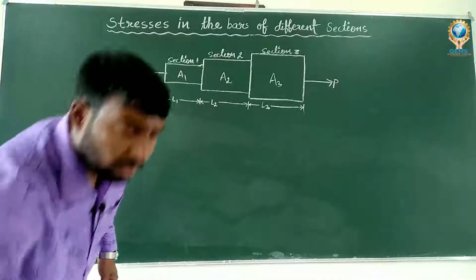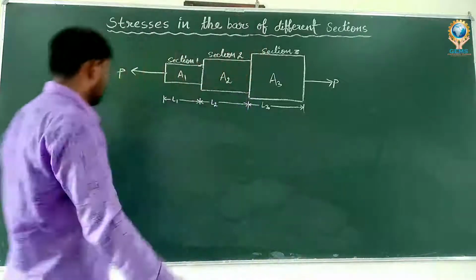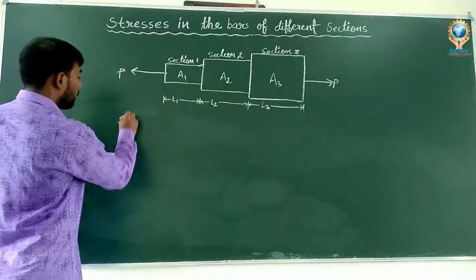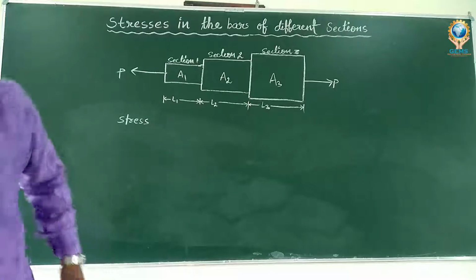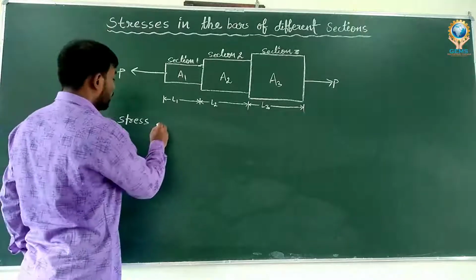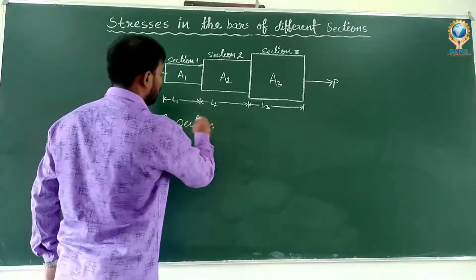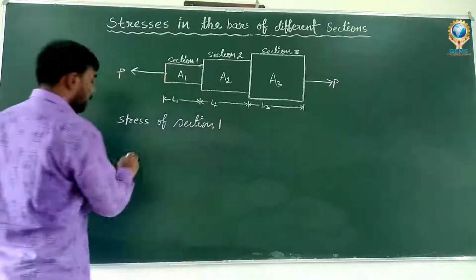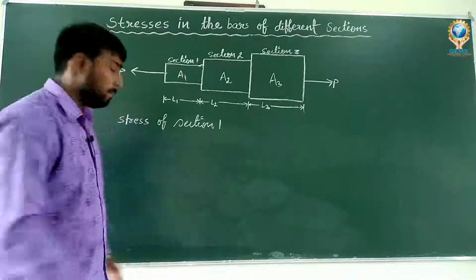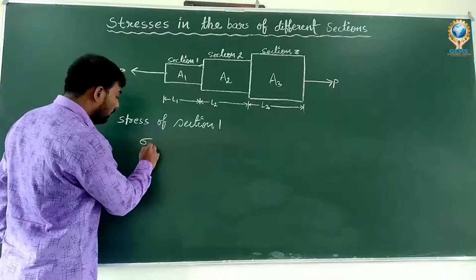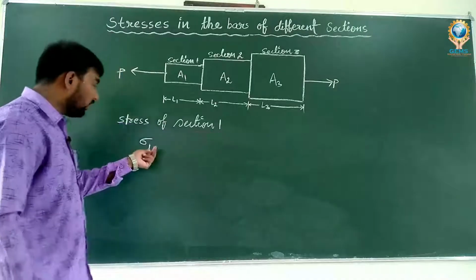Now we will see how to find stresses of different sections. Stress of section 1. What is the stress formula? We denote stress as sigma. So sigma 1 will be, because we are finding the stress for section 1. That's why we are using sigma 1.